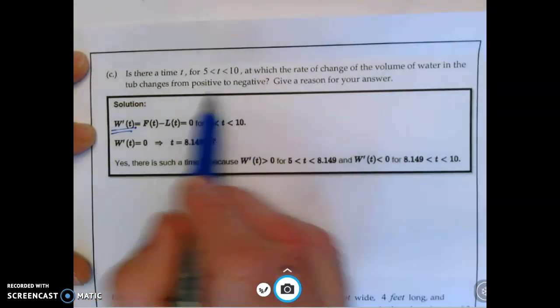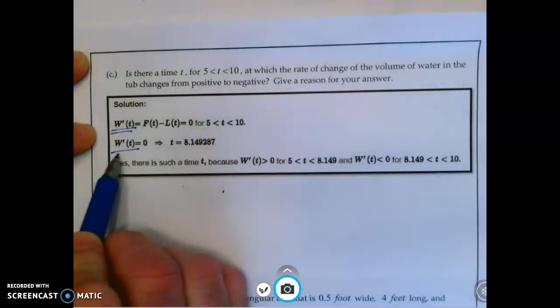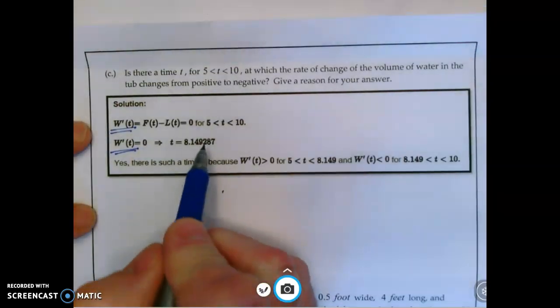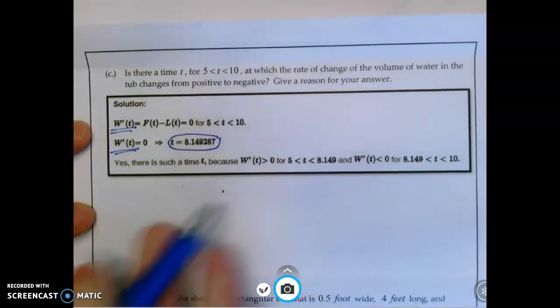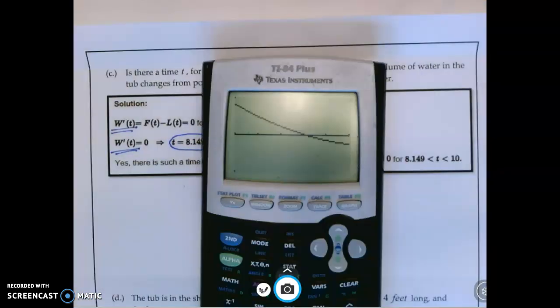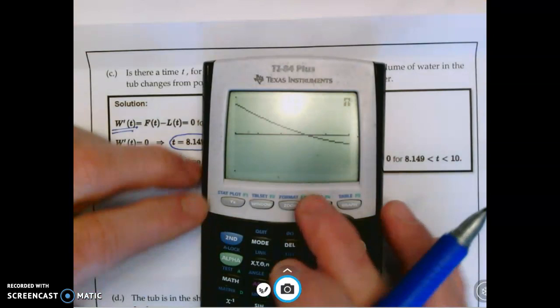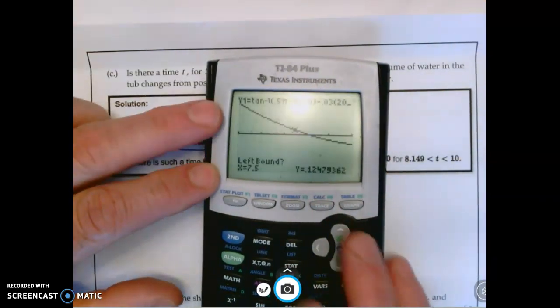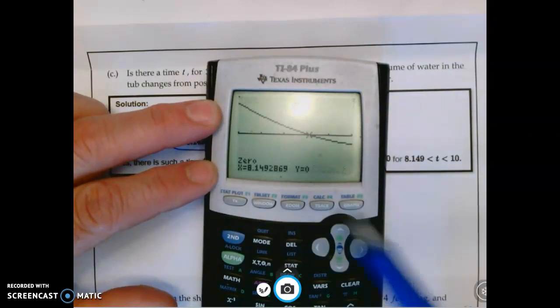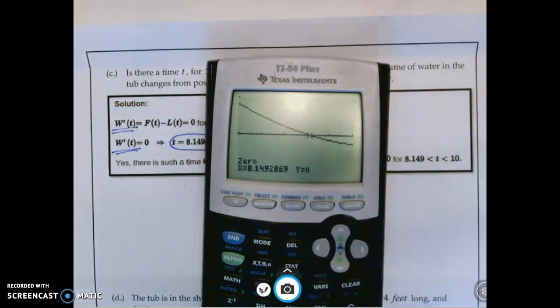Then our question is, if it goes from positive to negative, it must be 0. So we set it equal to 0. And again, this is our calculator. We literally put these two functions in our calculator. We subtract them, and we find out that at T equals 8.149287, this equals 0. So this is our F of T minus L of T. And if we calc 0 here, we go left bound, we go right bound, we need to be below the x-axis, and we find out that it's 8.149, and so forth. So there's our 0.